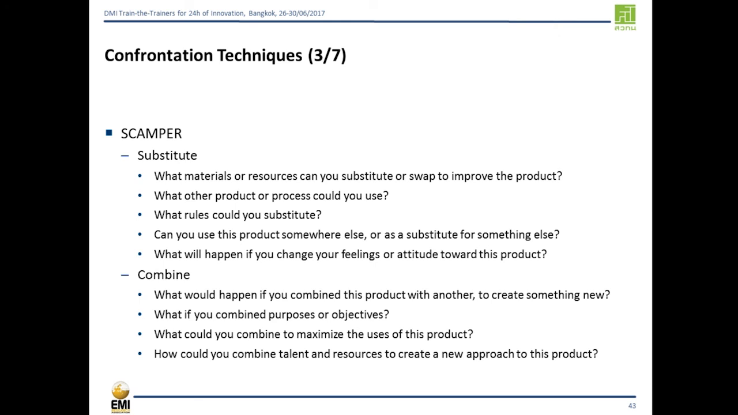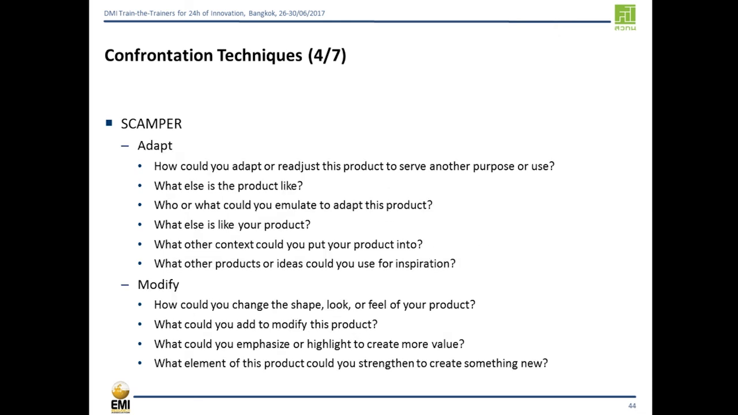What if you combined purposes or objectives? What could you combine to maximize the use of this product? How could you combine talent and resources to create a new approach to this product? So once again, it is just about forcing you to think in a different direction. Then the A is for adaptation, so adapt.